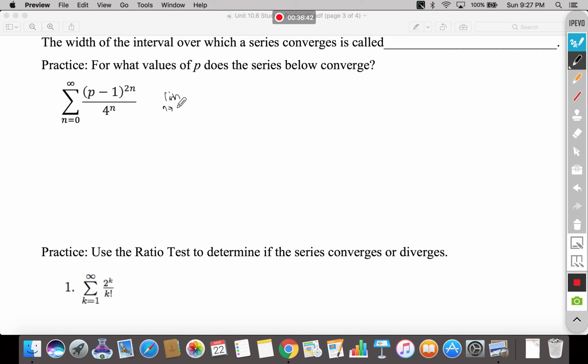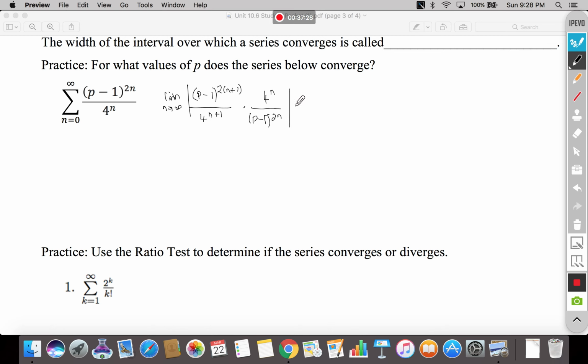The limit as n approaches infinity of the absolute value of p minus 1 to the 2n plus 1 over 4 to the n plus 1 times, so I did my n plus 1s. Now I'm going to multiply by the reciprocal of this because dividing by this is what the ratio test says, remember. So I'm going to multiply 4 to the n over p minus 1 to the 2n. That's kind of an ugly looking p minus 1, but we got it.